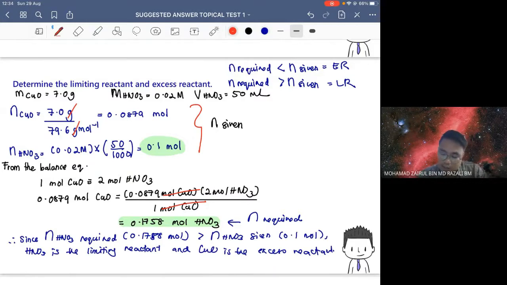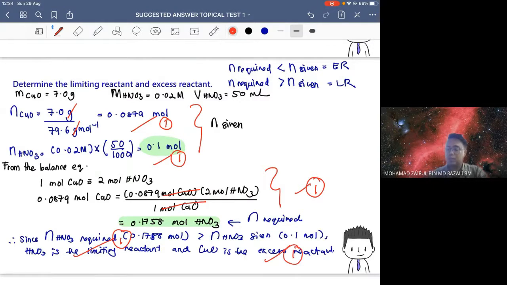So markah dia nanti awak cari mole given CuO 1. Okay, awak cari mole given HNO3 1. Okay, awak buat stoichiometry ni 1. Okay, awak buat stoichiometry 1 markah. Okay, awak buat conclusion untuk limiting reactant 1 markah. Awak determine siapa CuO ni 1 lagi markah. Okay, so conclusion tu penting.